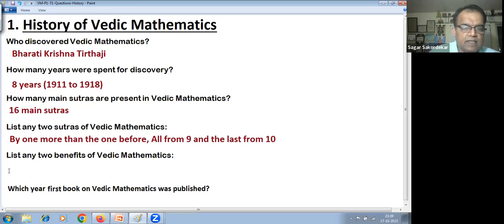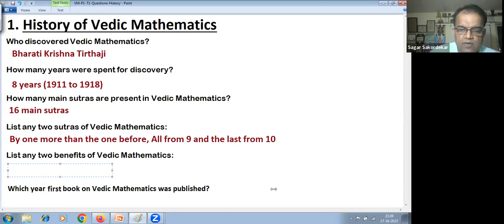Next, list any two benefits of Vedic mathematics. We have listed five, any two out of that. First benefit is that it removes math phobia. Math phobia refers to fear of maths. So there is a very important basic use of Vedic mathematics. It removes math phobia. Second, you can do math 10 to 15 times faster.